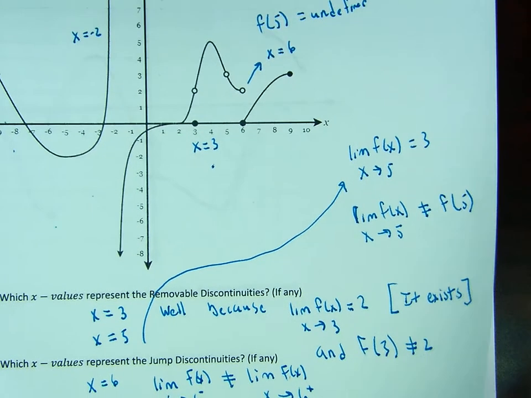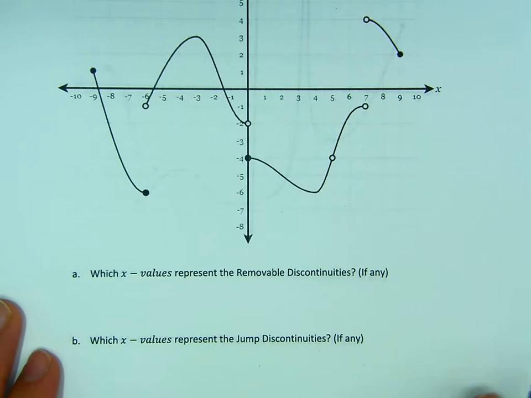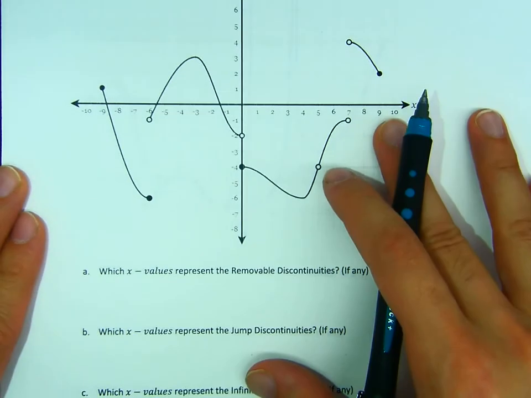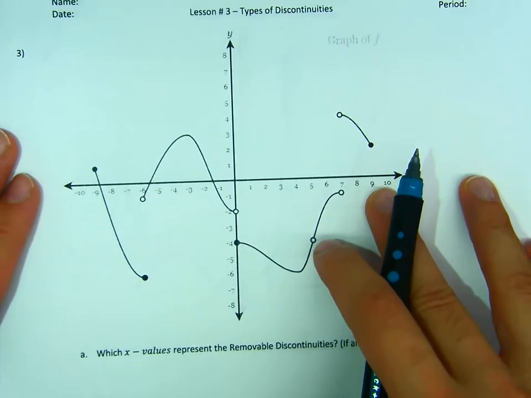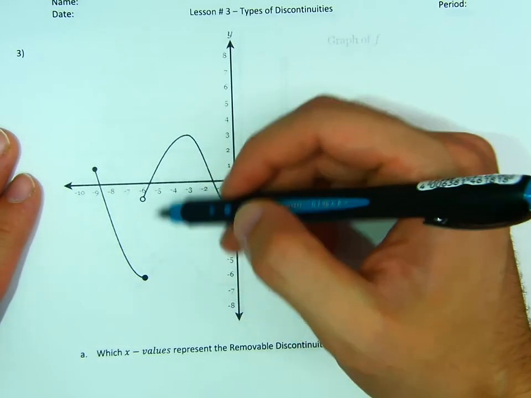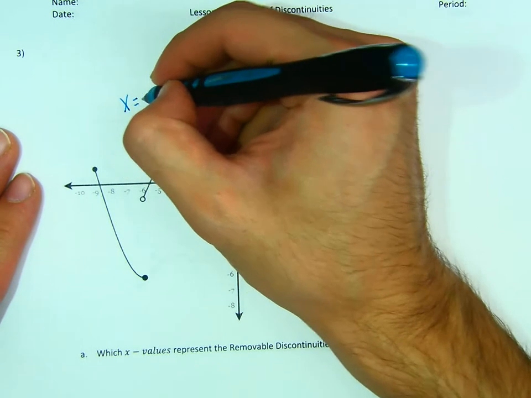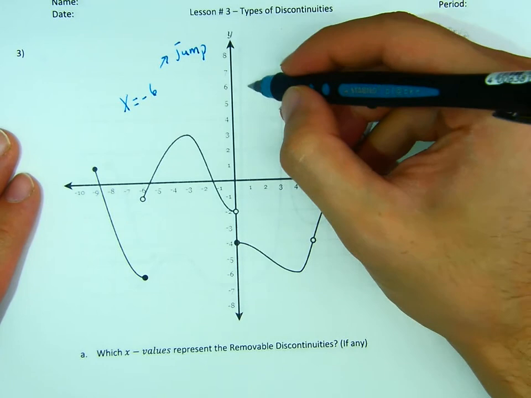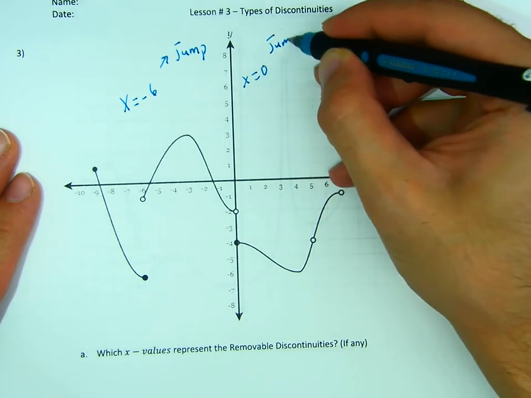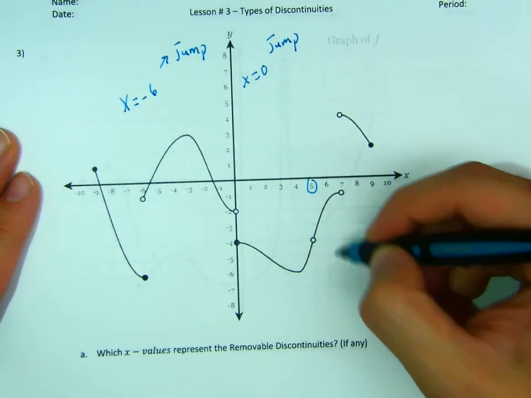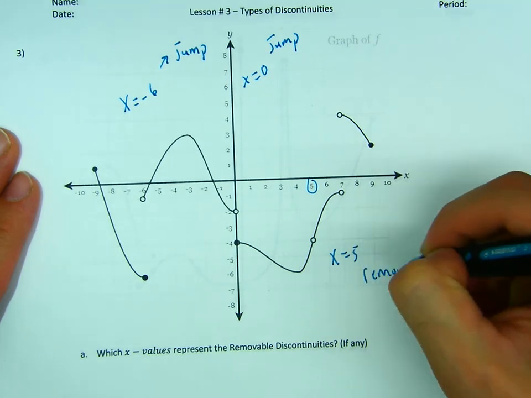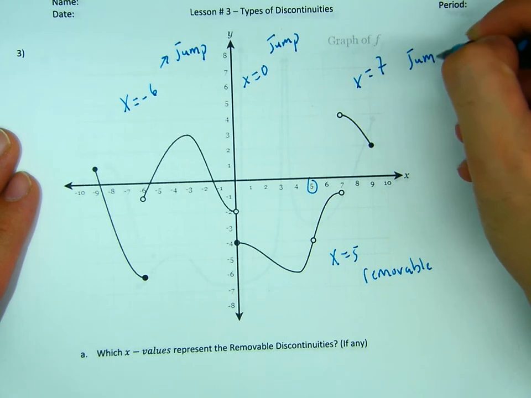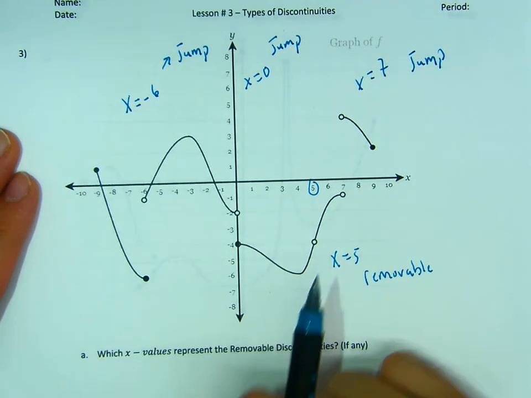Okay. For here, what I want you to do is, if you finish this page, take your time and try and write an explanation for each one. What I'm going to do is just quickly go over the answers. So here, at x equals -6, we have a jump. At x equals 0, we have a jump. At x equals 5, this is removable. And at x equals 7, we have a jump. Okay? And there are no infinite discontinuities.